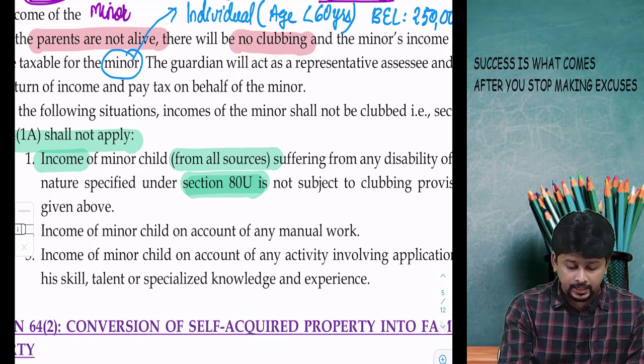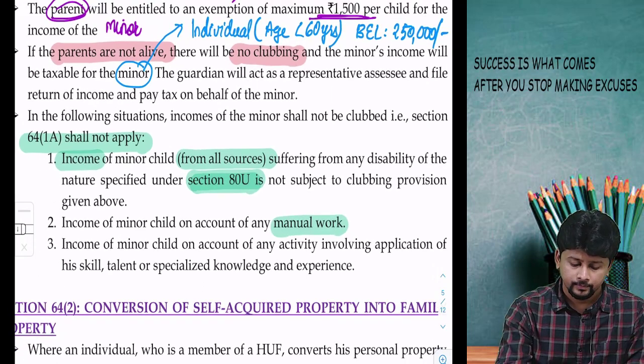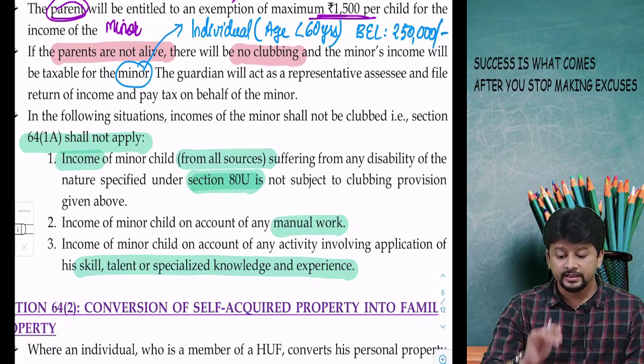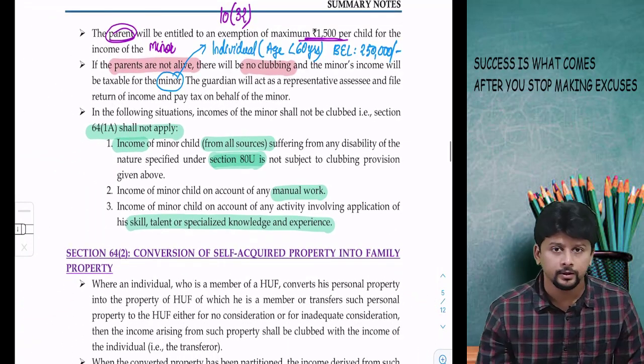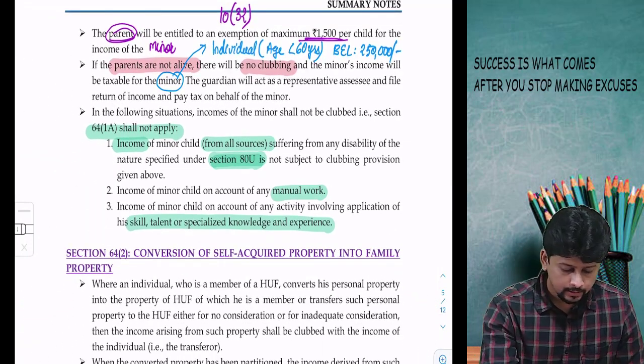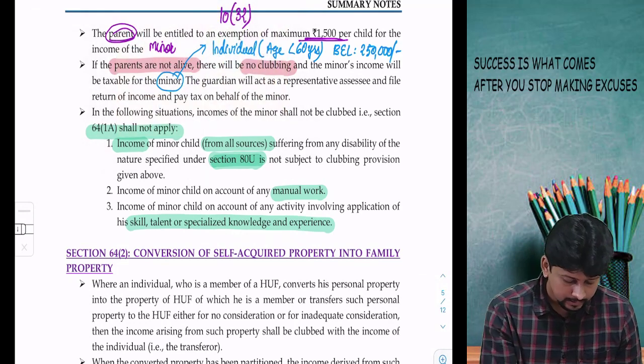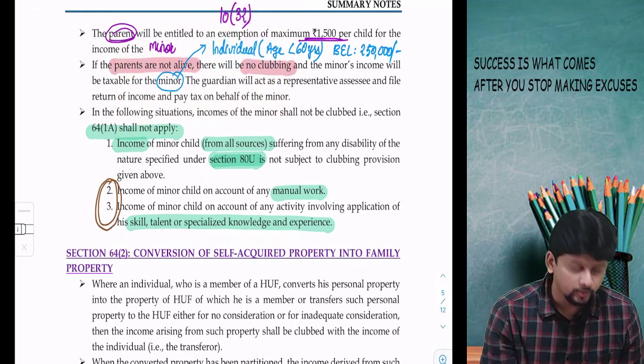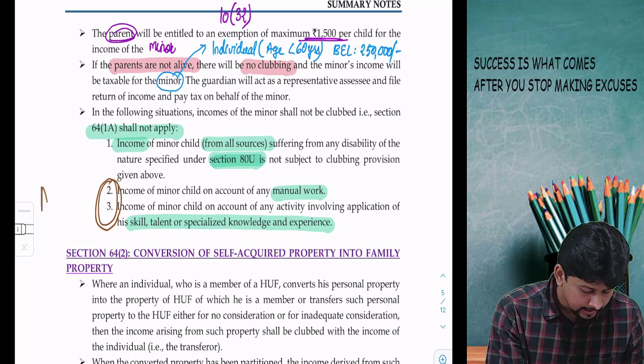Second, if the minor is earning income on account of any manual work, on account of skill, talent or specialized knowledge, then this income will not be clubbed. Here you can very easily understand it something like this, that income under point 2 and point 3, they are active incomes.